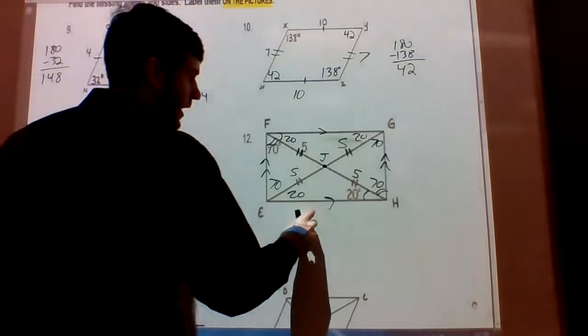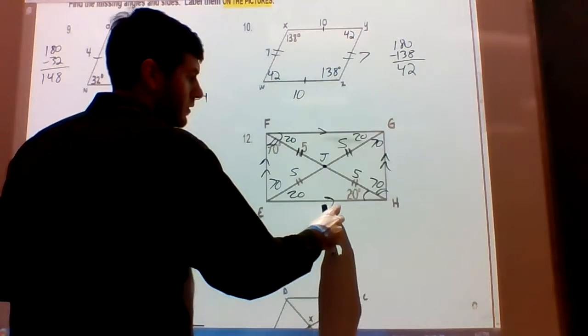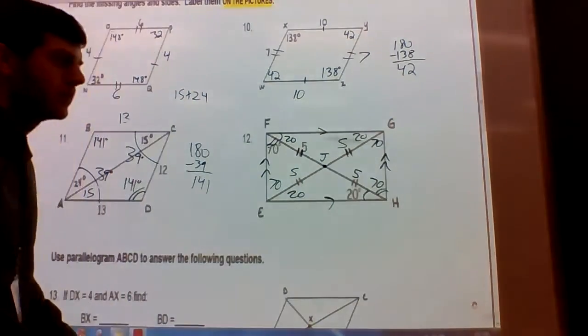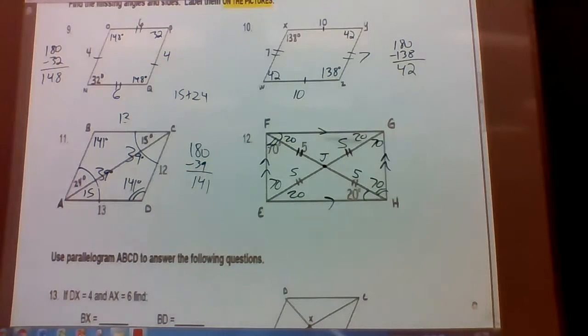So we know that these are all going to be 90-degree angles. So it's 20 plus 70 is 90. Doesn't look like we can find the sides, can we? I don't think so. Maybe I'm missing something, but I think we're good. Okay, I think we're good.